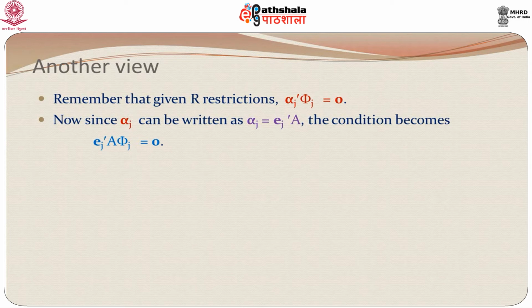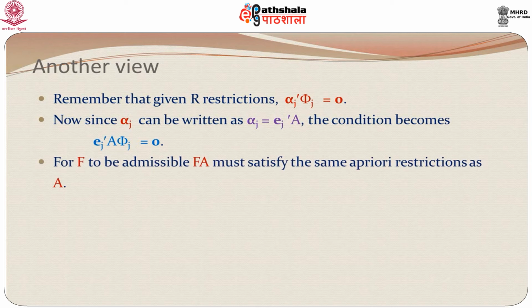So, what does E j do? E j picks up the jth elements. So, it picks up the jth row of A, and that is precisely what alpha j is. So, if we use E j prime A instead of alpha j prime, then the condition alpha j prime phi j equal to 0 becomes E j prime A phi j is equal to 0.